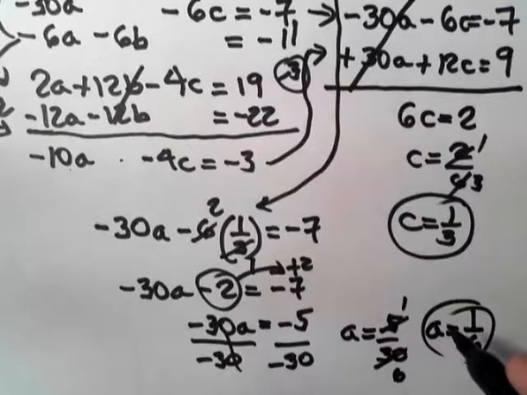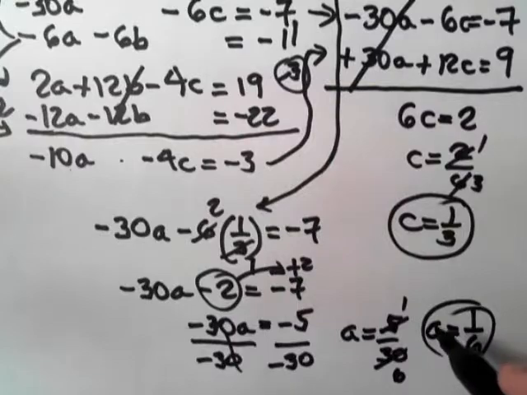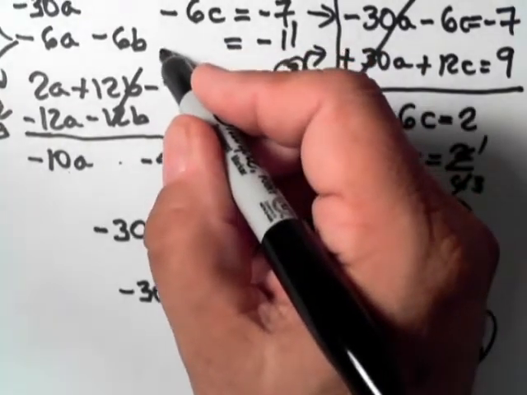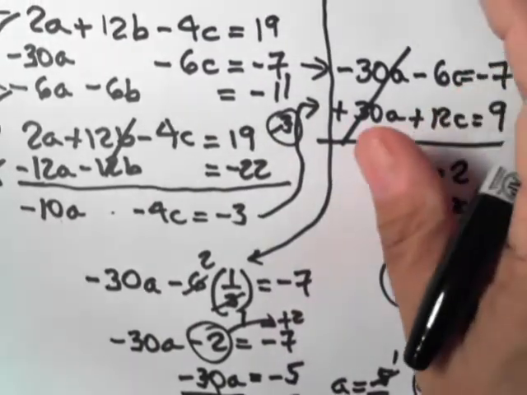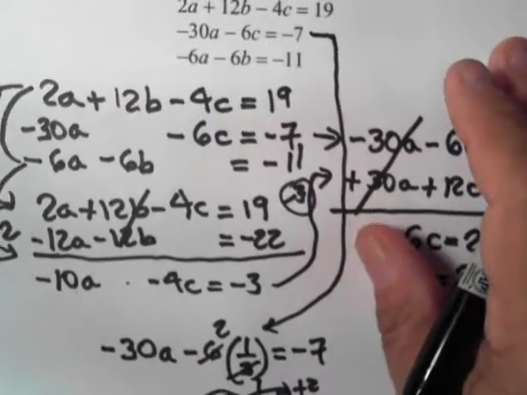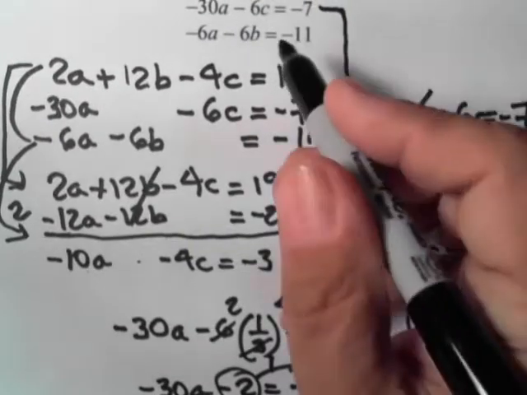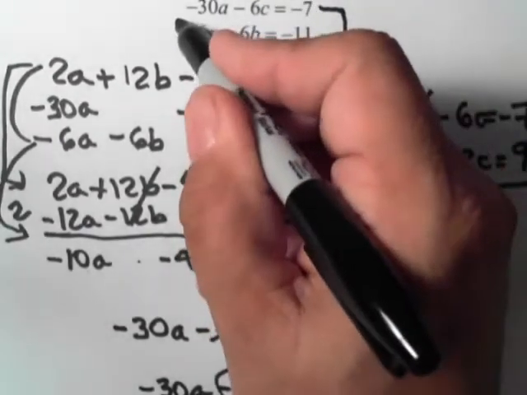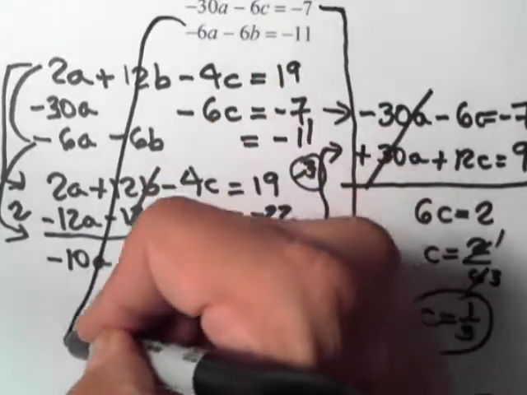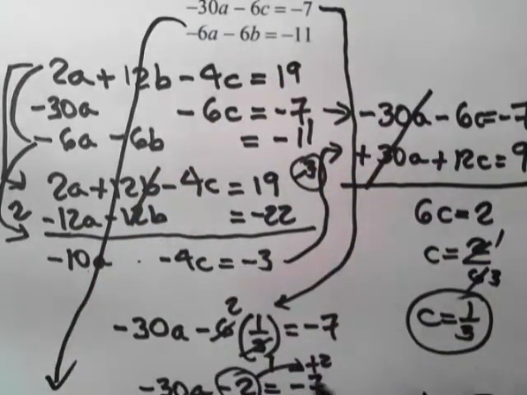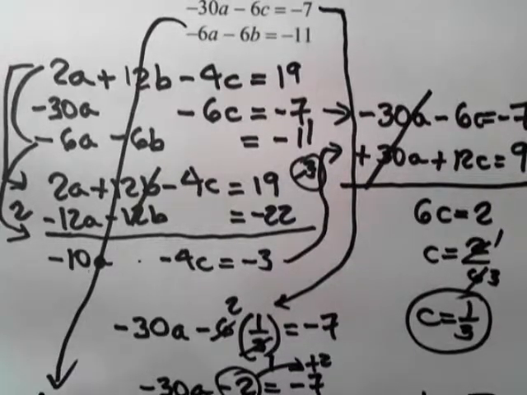Anyway, there's still one more that we've got to solve for, and that's b. The easiest place to get b is to go back up to the original equation, which has just a and b. That's this one right here. Let's grab it and bring it down here. And so I've got negative 6 times a, and the a is 1/6.